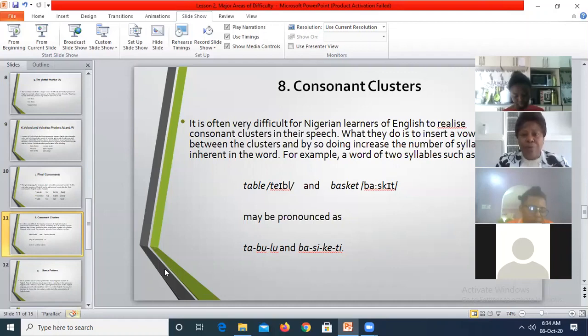So say after me, table. Table. Here we have two clusters, B and L. Say basket. Basket. Here we have S and K, and they are the clusters here. Do not say basiketi. Do not say tebulu. When you do that, you'll be increasing the number of syllables in the word. Are we together? Yes.